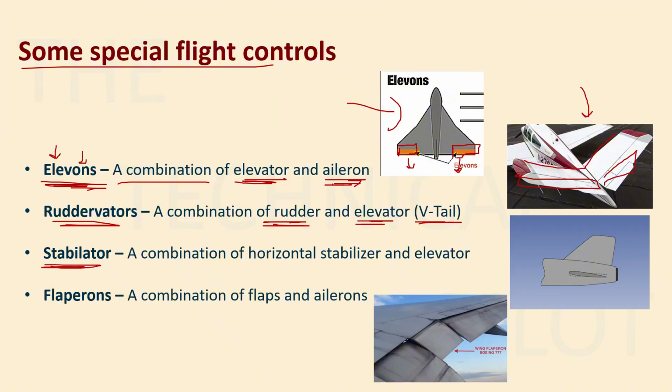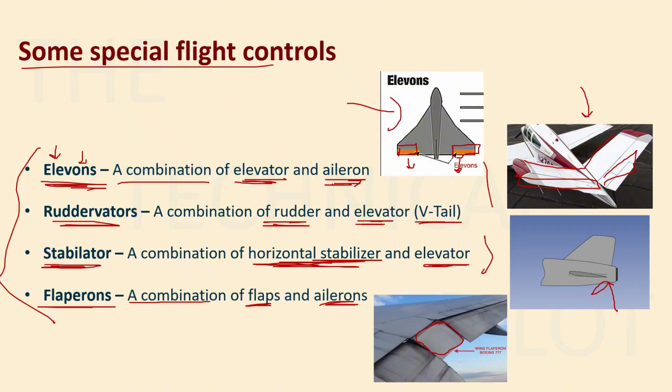Then you have a stabilator. We have already seen what a stabilator is. The whole horizontal stabilizer was working like a stabilator, so it works like a horizontal stabilizer and an elevator. And then you have flaperons. Flaperons are a combination of flaps and ailerons, so they work like flaps and ailerons. Again, this is important for your exam and it is very basic, so I don't need to explain this. You can just remember these names and you can find out what combination it is of, right?